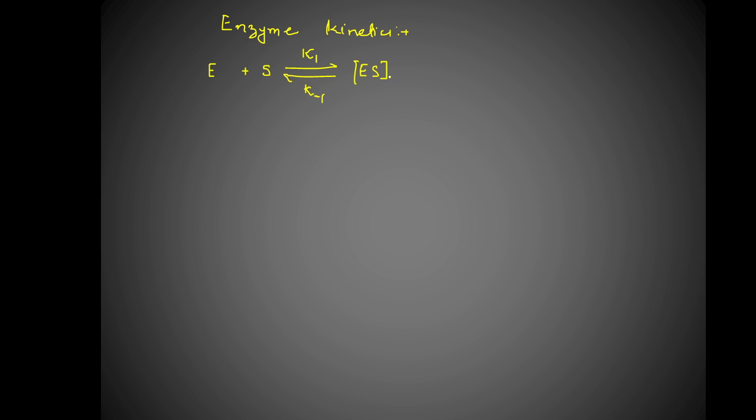Now in the next step, what happens? In the next step, this enzyme substrate complex dissociates to give product and free enzyme back. So this is the product which is formed over here. Let me write this product as P. The rate constant for this reaction is K2.